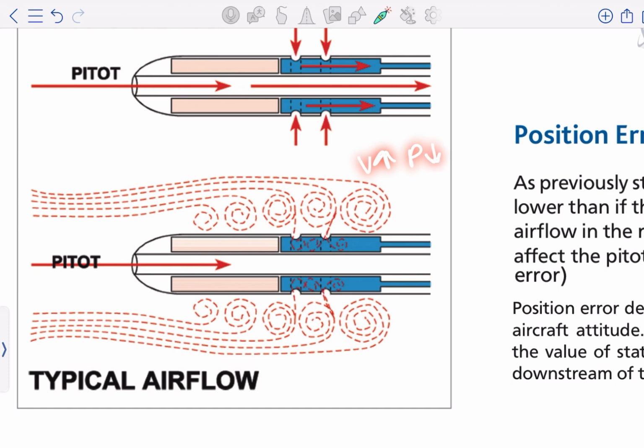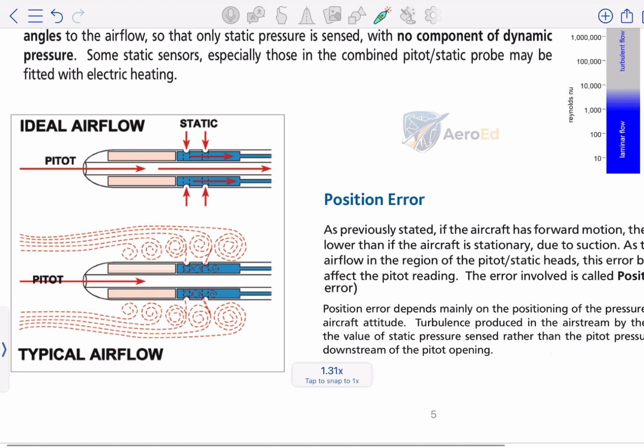So if the pressure is less outside, comparatively the pressure inside the static slots is more. So a pressure difference is created, and like we know, pressure moves from high to low, right? Everything moves from high to low. So the air molecules also get carried away by the higher velocity airflow, right?